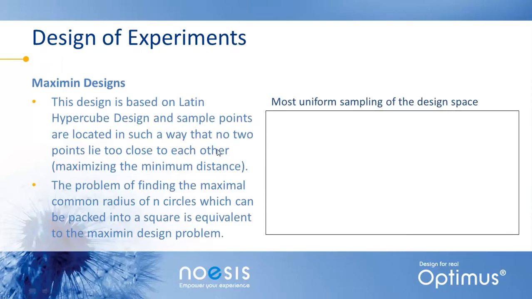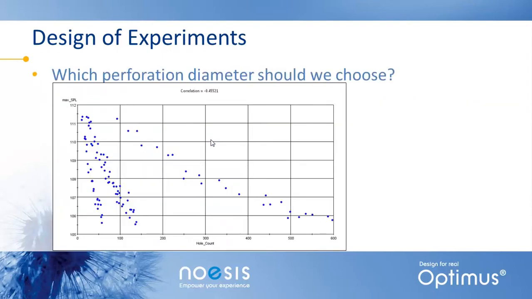In our design of experiments, we are going to do a max-min DOE, which is a uniform design space sampling where 2 points are located in such a way that they are not too close to each other, in order to maximize the minimal distance between them. And this will result in a very homogeneous sampling. After this max-min DOE, we can decide which perforation diameter we could choose.